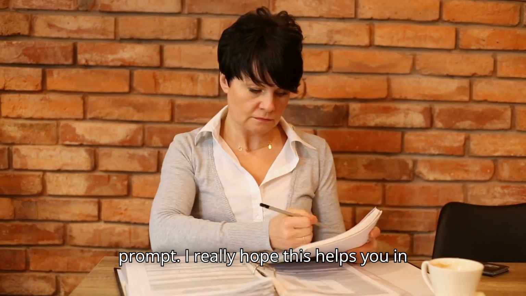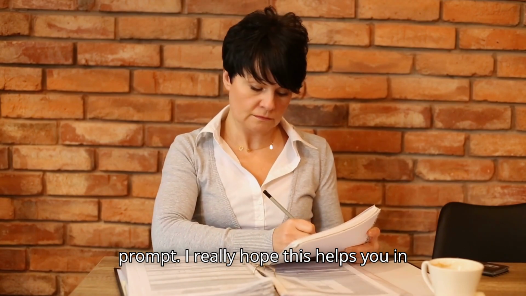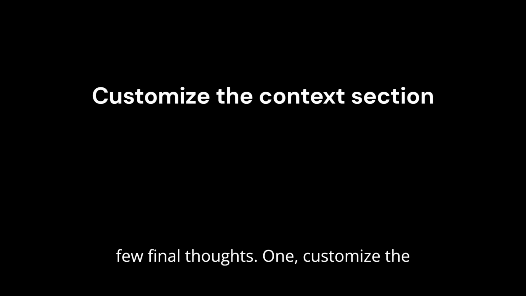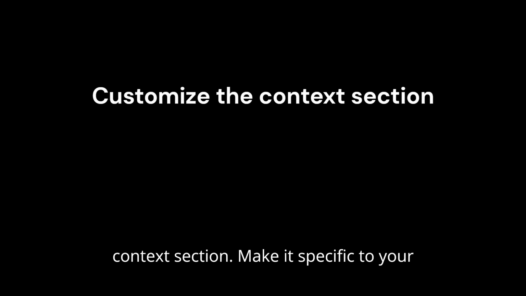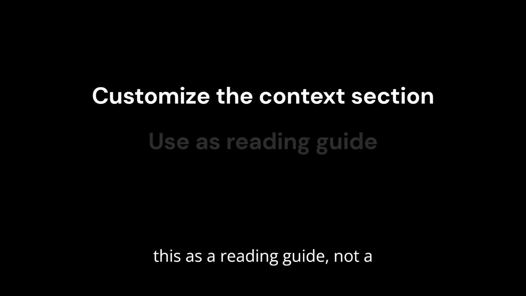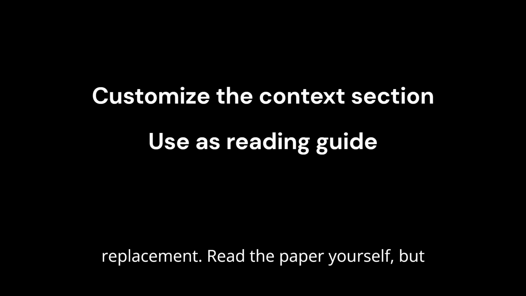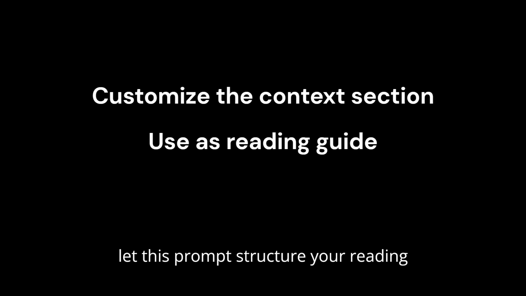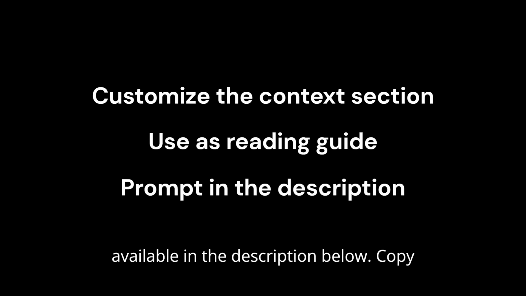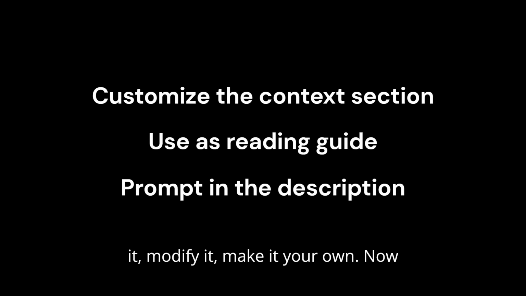Alright, so that is the prompt. I really hope this helps you in your research and Journal Club prep. A few final thoughts. 1. Customize the context section. Make it specific to your research. The more specific you are, the more relevant Section 5 becomes. 2. Use this as a reading guide, not a replacement. Read the paper yourself, but let this prompt structure your reading and note-taking. 3. This prompt is available in the description below. Copy it, modify it, make it your own.